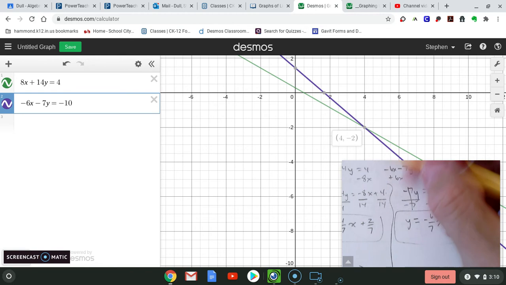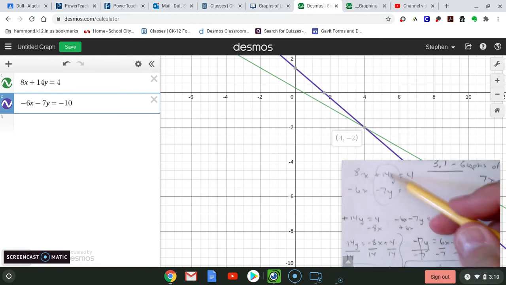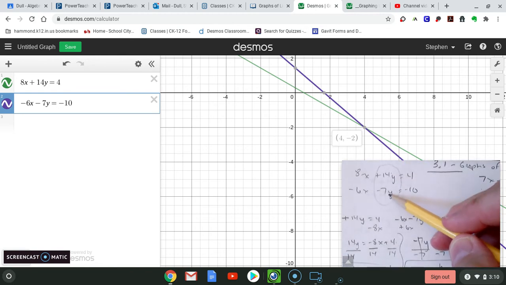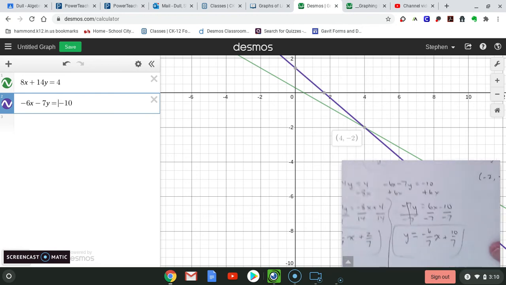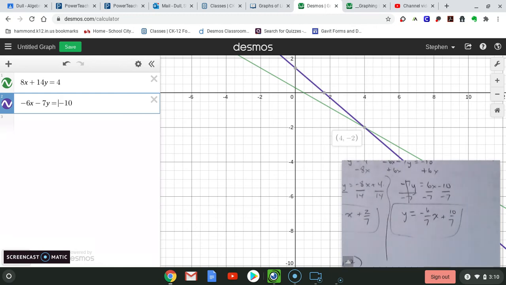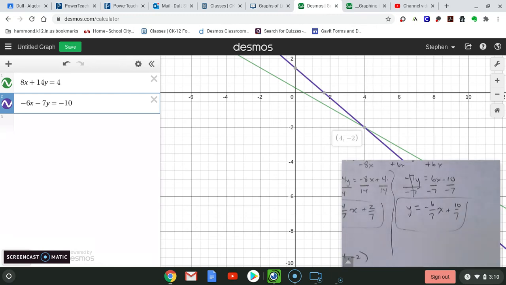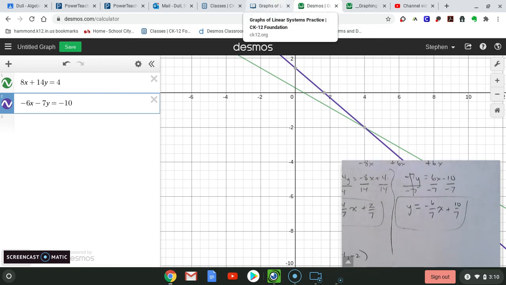And again, this would have been much easier to solve using elimination. I see 14 is a multiple of 7. So it would have been very easy just to multiply the second equation by 2, add them together, and I would eliminate my y variable. But again, we were spending time today talking about solving by graphing, and so here we are. All right, so that was our first practice segment during class today.